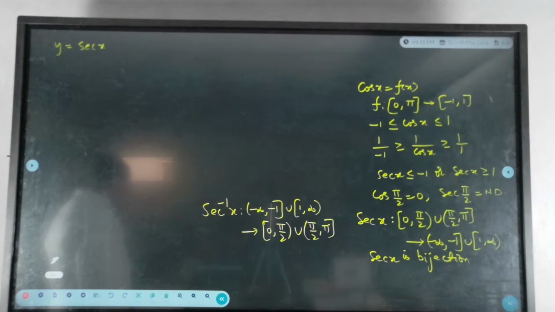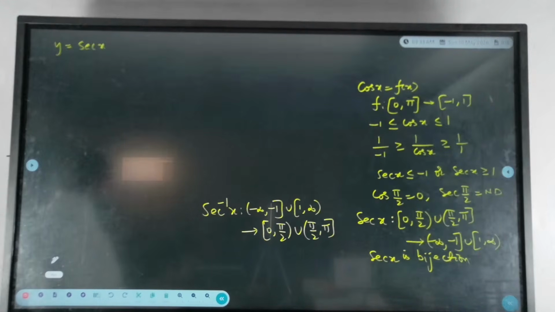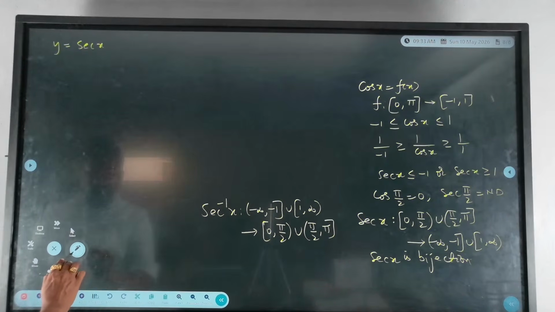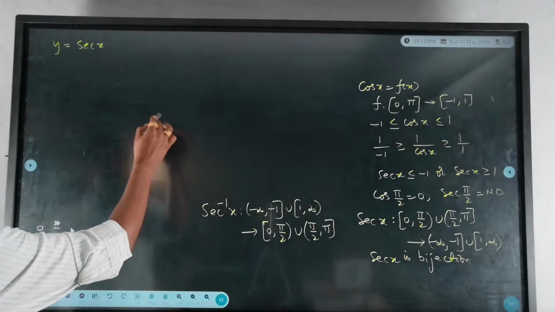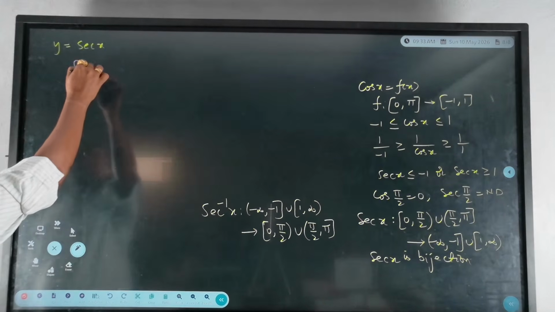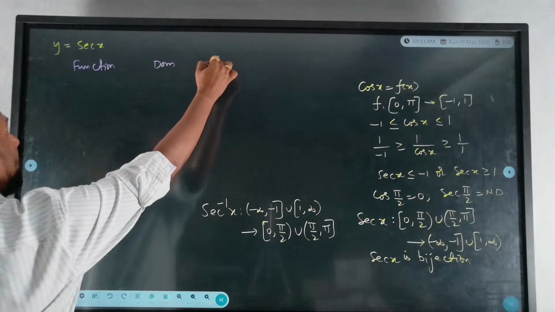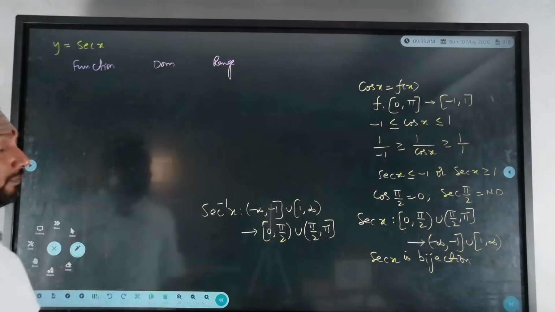So, six inverse trigonometric functions: definitions, domains, and ranges are completed. Once we will write here: function, domain, range.